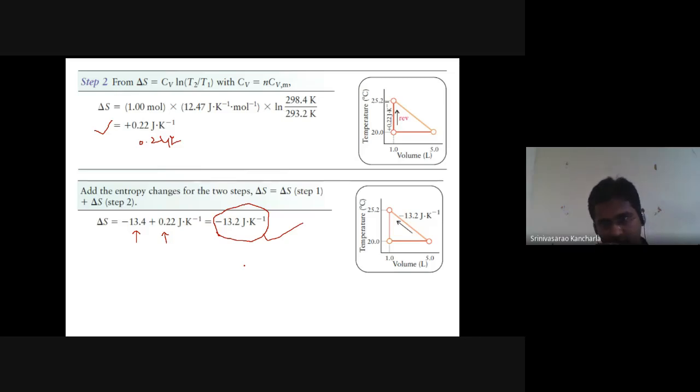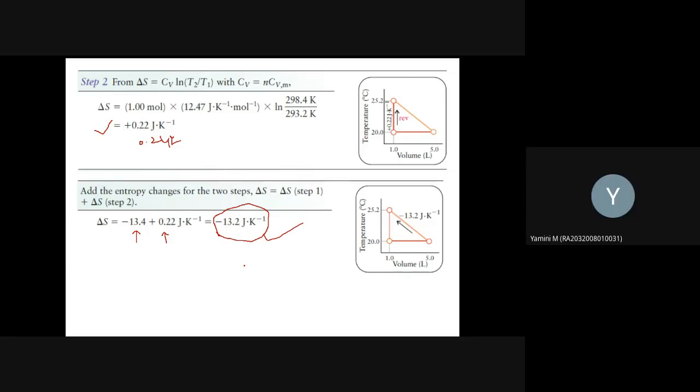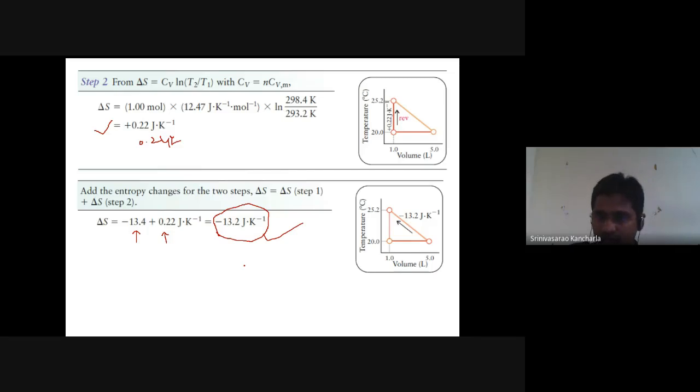Suppose you do not have any change in temperature, what is the total entropy change? Only due to the volume. So these figures are okay.